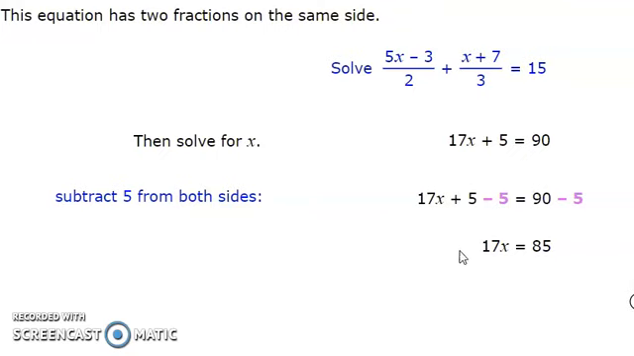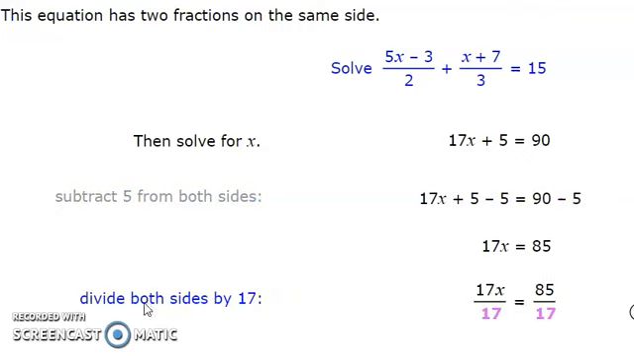What should be the next step? You have to get rid of 17, which is multiplied by x. So both sides are to be divided by 17. Divide both sides by 17. 17 and 17 will get cancelled. 85 divided by 17 is 5. So the final answer is x equal to 5.